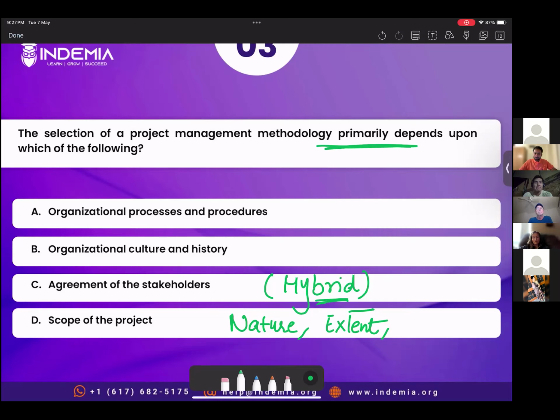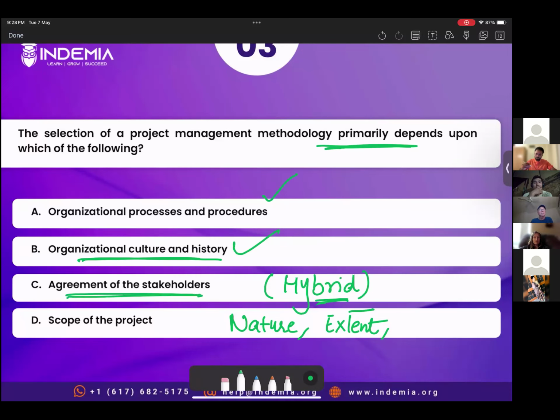So organizational processes and procedures, yes. Whatever the organization has been doing, we do follow that, but it can be changed depending upon the circumstances. You can modify your processes. Organizational culture and history, yes. Whatever you do, it depends on culture and history, but you can make a transition.